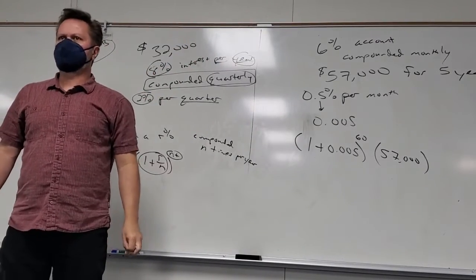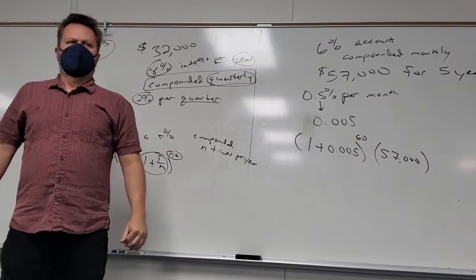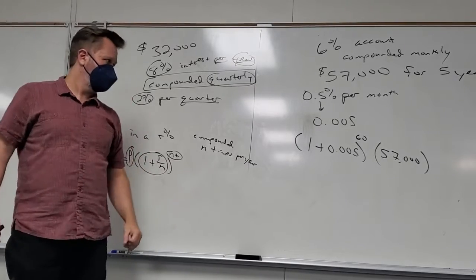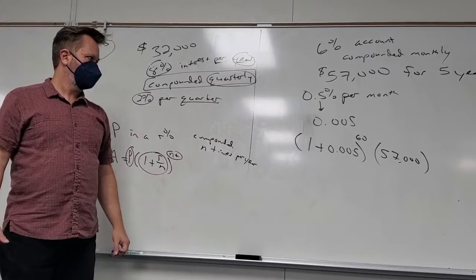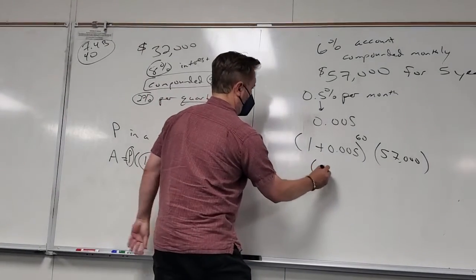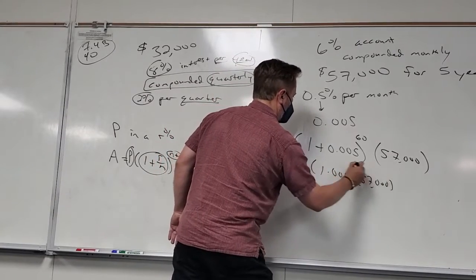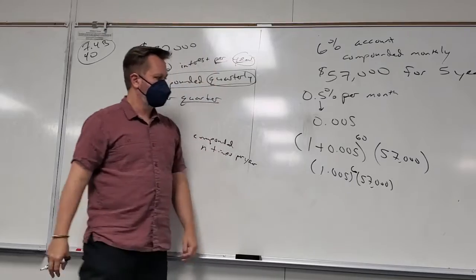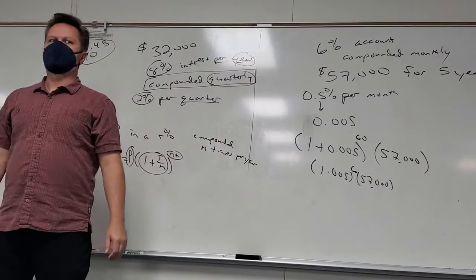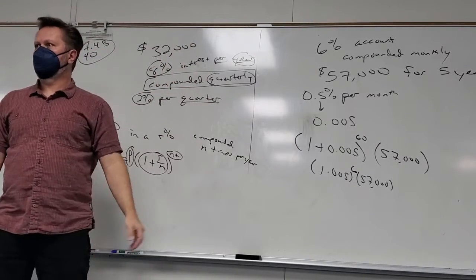I'm curious now how much that would make. How much would you have? Just make sure you guys got 1.005 times. 76,000. Ooh, that's a nice amount. 884. So 6% is pretty good for an account. Every month is really good, right?